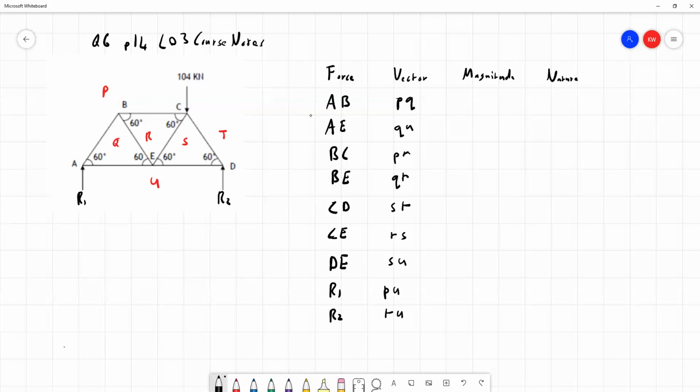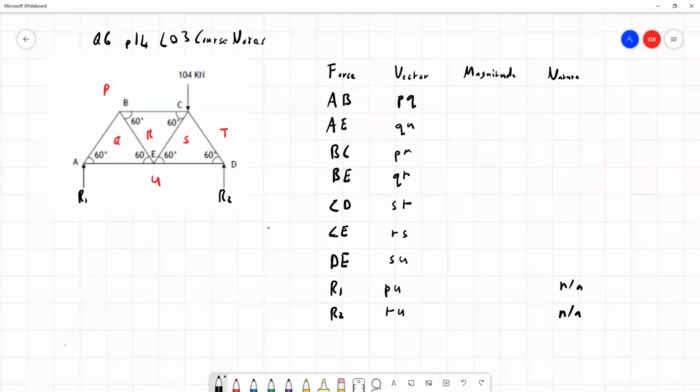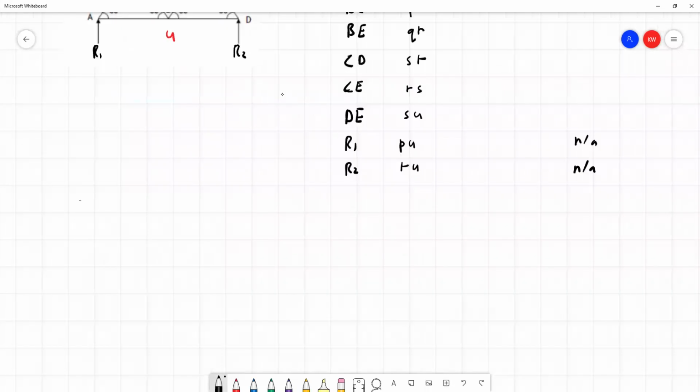One thing we can put down immediately, though, is there's no need to include a nature for either of our reactive forces. That is only something that applies to internal forces, and they are external forces due to the reaction in the supports to the loading of the beam. And that's what we're going to deal with first of all in this question, is the reactive forces.